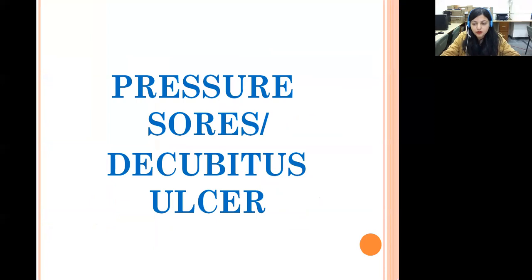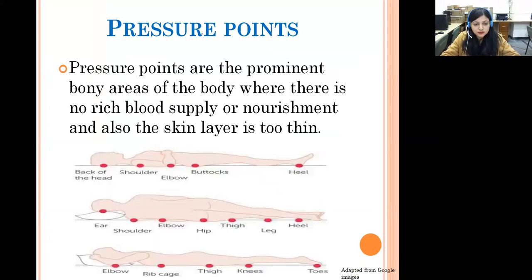I believe all of you are well versed with bed sore, so it will be like a revision for us. As we know, pressure points are the prominent bony areas of the body where there is no rich blood supply or nourishment, and also where the skin layer is very thin, which makes the skin very prone or at risk for pressure ulcer formation.